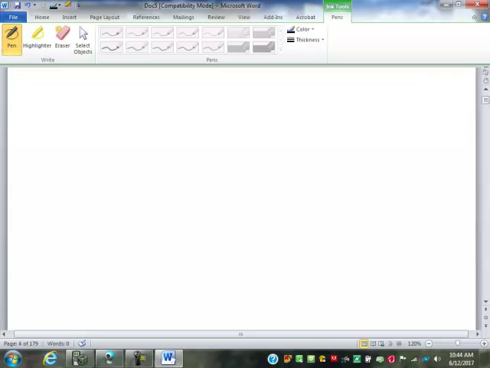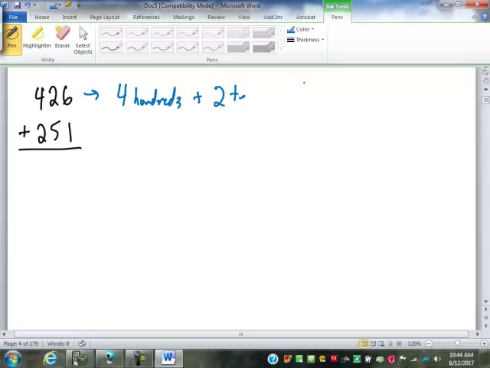Okay, let's look at our basic operations with whole numbers quick. If I wanted to add something like 426 plus 251, I am going to write these out in full form. So this is 400s and 2 10s and 6 1s. This is 200s and 5 10s and 1 1.